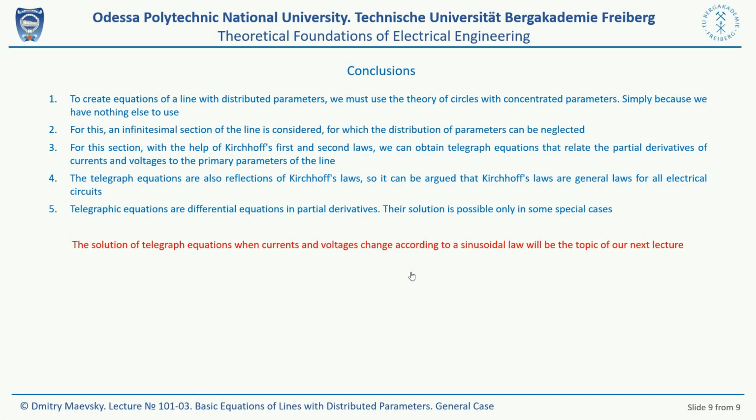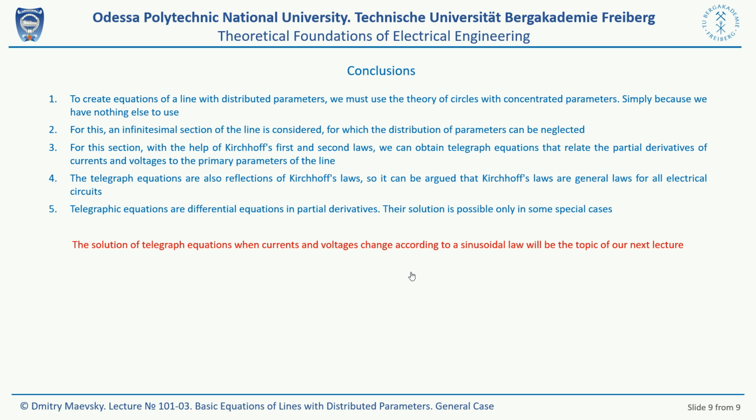And now the conclusions of this lecture. Firstly, we can see that to create equations of a line with distributed parameters, we must use the theory of circuits with lumped parameters, simply because we have nothing else to use. For this, an infinitesimal section of the line is considered, for which the distribution of parameters can be neglected. For this section, with the help of Kirchhoff's first and second laws, we can obtain telegraph equations that relate the partial derivatives of currents and voltages to the primary parameters of our line.